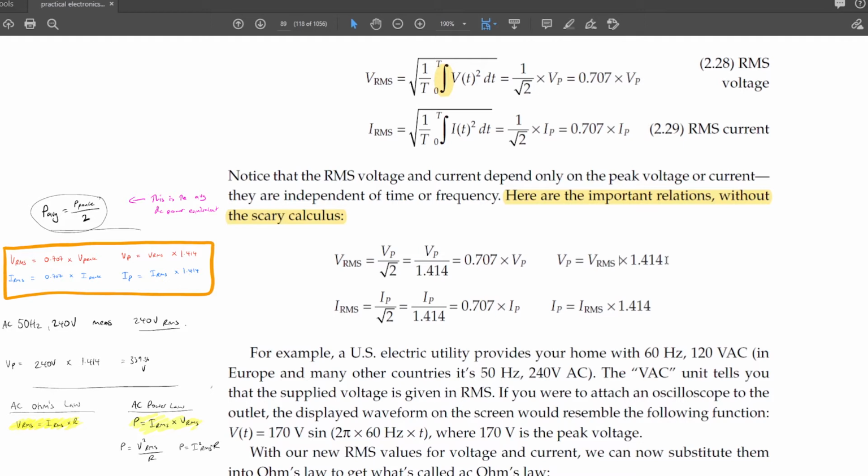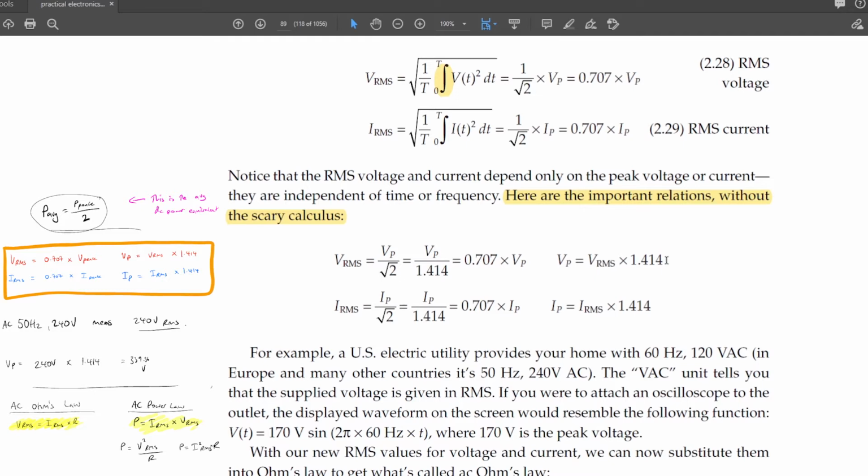And then you do the same here for current. If you had the current RMS, then you can work out the peak by just multiplying it by 1.414. I'm pretty sure, and let's use the calculator, that multiplying by 1.414 is the same as dividing by 0.707. And don't ask me how that works because I don't get it.